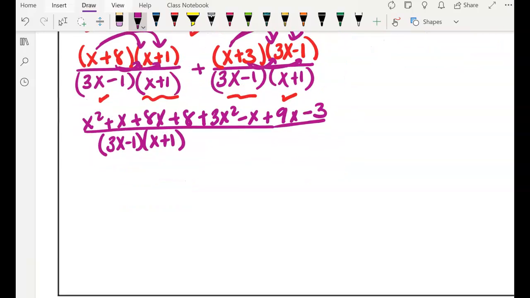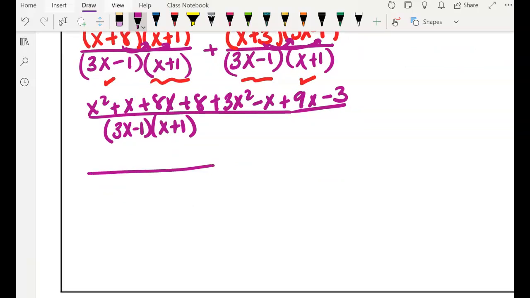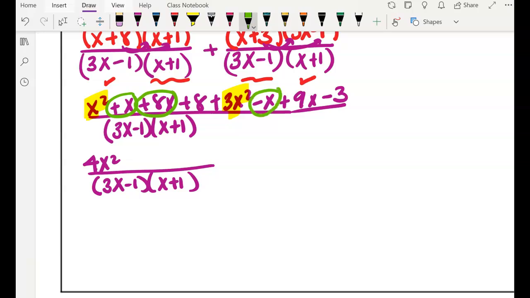And we will now combine like terms, okay? Again, keep the denominators the same here. We have an x squared and 3x squared. That will make it 4x squared. We have 1x plus 8x, so it's 9x, minus 1x, so back to 8x, 8x plus 9x, that will give us 17x. Then we now have the 8 plus a negative 3, or 8 minus 3, it's going to be a positive 5, okay?